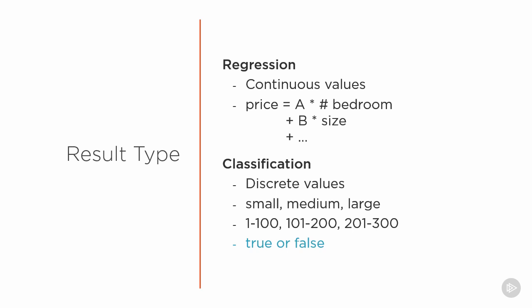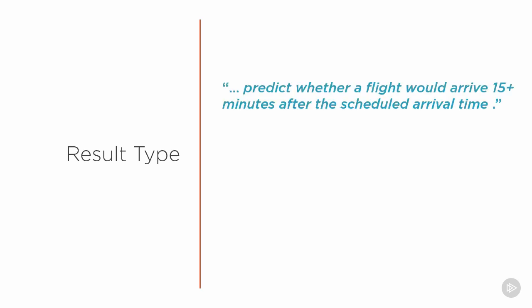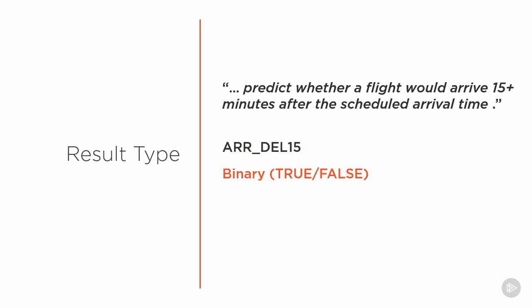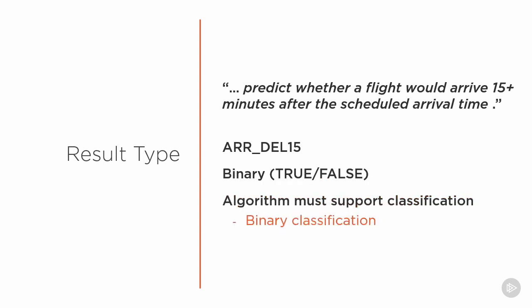So what type of problem do we have? Again, the solution statement comes to our aid. From the solution statement, we see that the algorithm must predict whether a flight would arrive 15 or more minutes after the scheduled arrival time. Remember that we're using arrival delay 15 to define if a flight is delayed. An arrival delay 15 is a binary outcome. Since we are predicting a binary outcome, delayed or not, we can eliminate any algorithms that do not support classification in general and binary classification in particular.